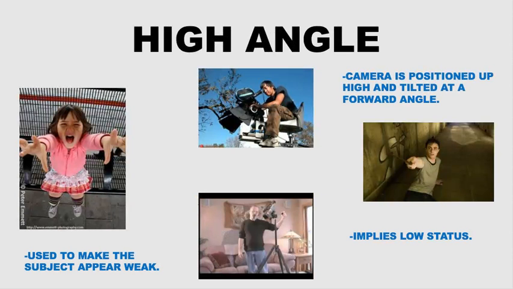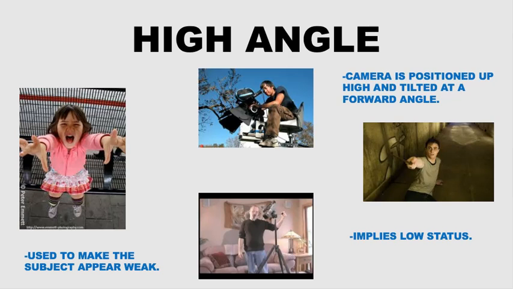Next, we're going to talk about a high angle shot. Now, for this one, the camera placement is important. So I've included 2 examples of where you should place the camera. The camera is placed up high and it is tilted forward at an angle. That is very important. A lot of times people will get the up high correct, but they maybe tilt the camera to the right or left.